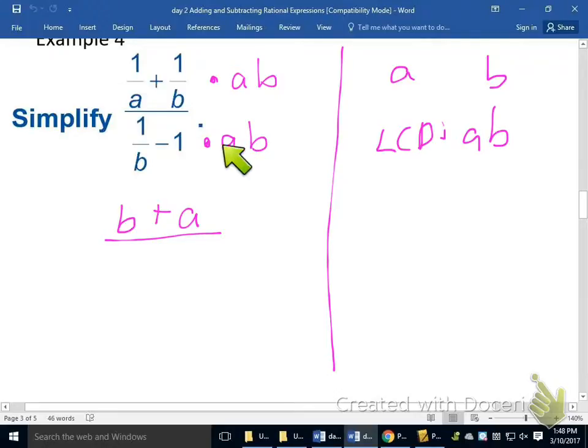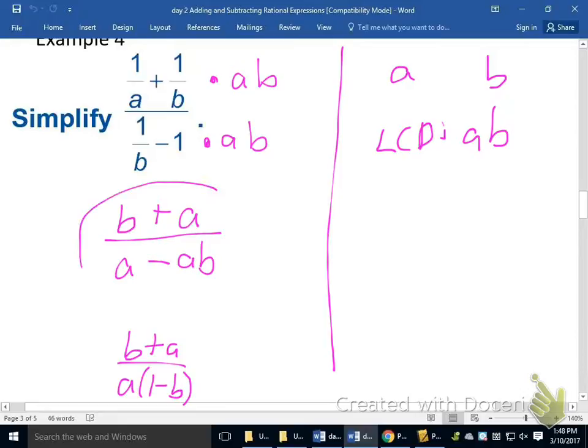Going on to the denominator. 1 over B times AB, the B's cancel and you're left with 1A, minus 1 times AB is AB. Now try to factor anything that you can. The only thing that you could factor would be the denominator, which would make it A times 1 minus B. But I do not have any common factors that can cancel, so this was a good answer. You could actually present either answer to me. I don't really care. Usually you'll see the one where it's factored.